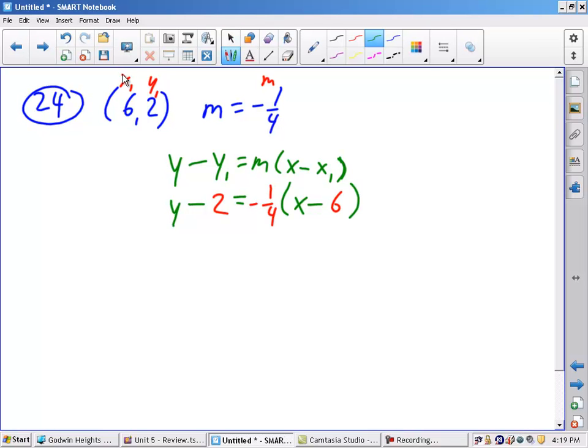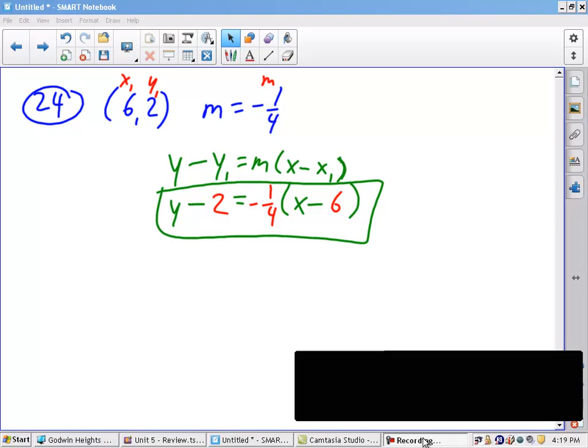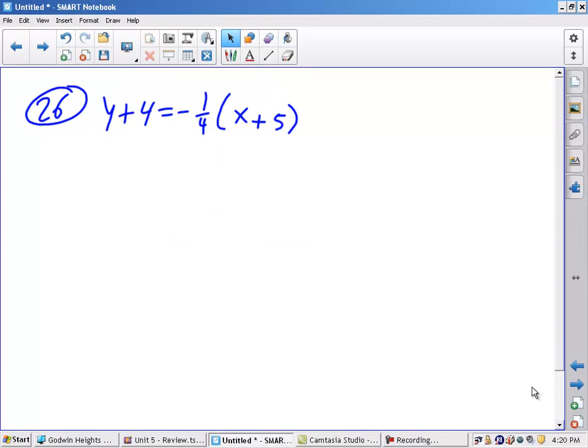And I look around for things to clean up, and it looks like there's nothing else that I can clean up. So this is officially in point slope form. If you would have had something like x minus a negative 6, you would want to change that to x plus 6. And you can kind of see that in number 25 on the answer key that I show you as well. Number 26, you can do one of two ways.